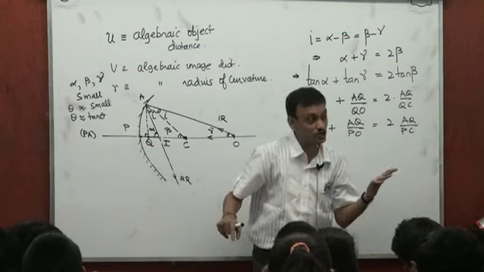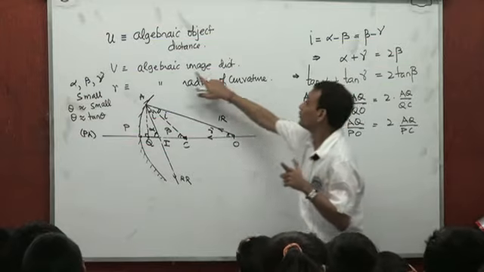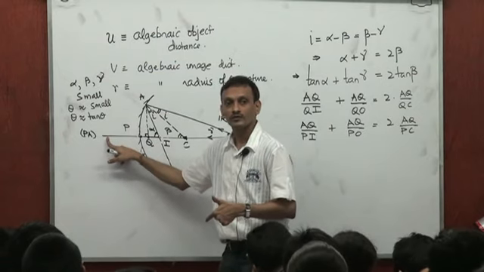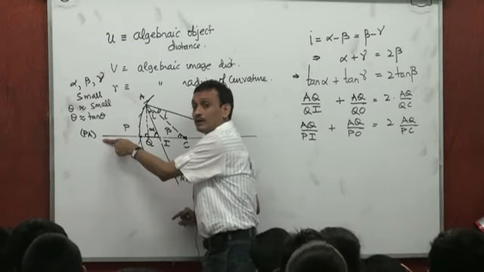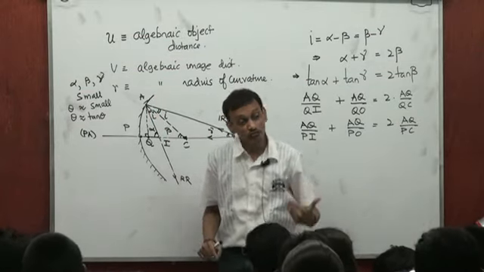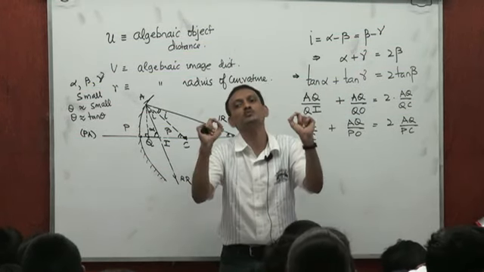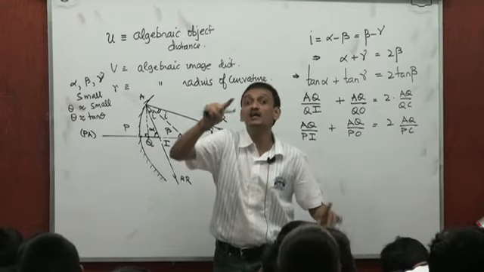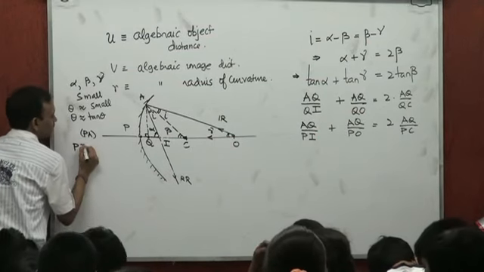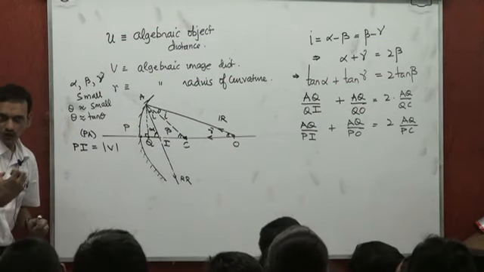If V is algebraic image distance, V could have been positive as well as negative, depending on where the image is. There is a possibility that the image may have been formed here. If the image was formed here, then PI would have been positive, but V would have been negative. So V could be positive as well as negative, but PI is only positive. PI is a length, distance between P and I, whereas V is algebraic image distance. So can I say that the length PI is magnitude of the image distance?